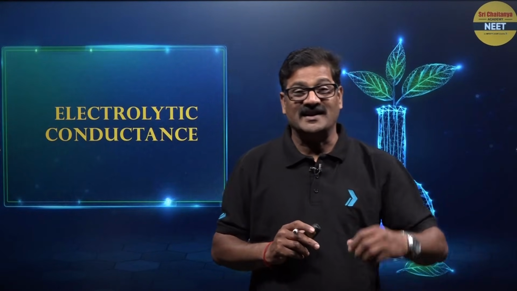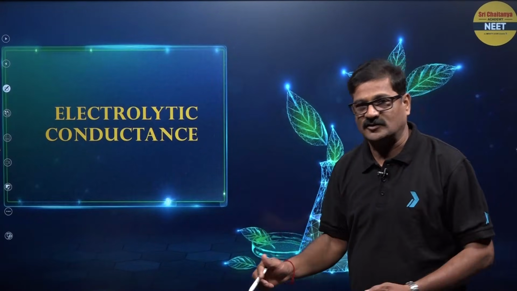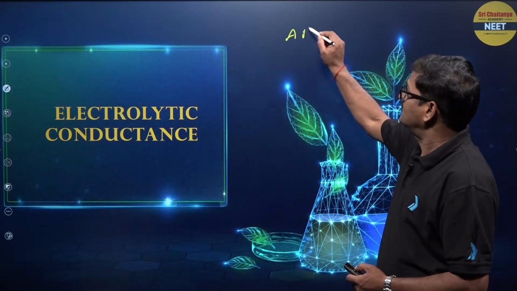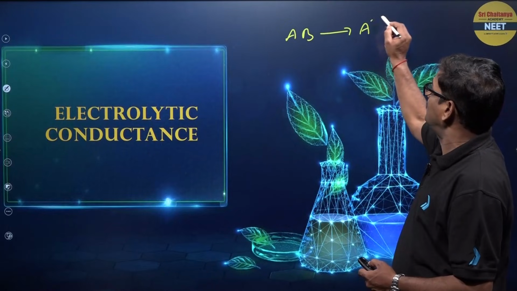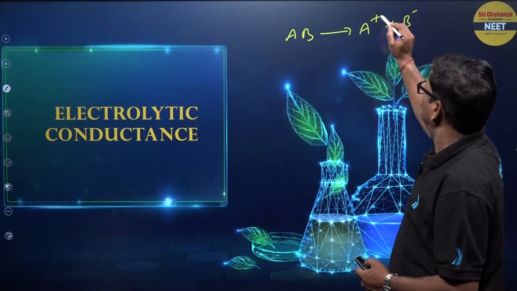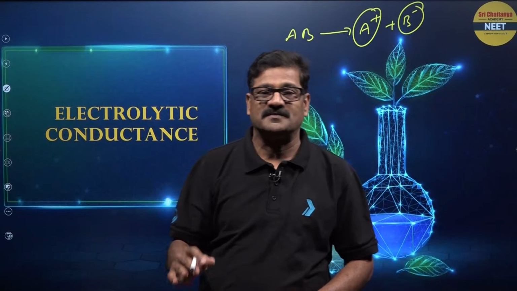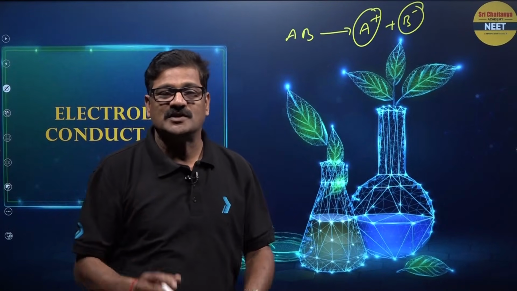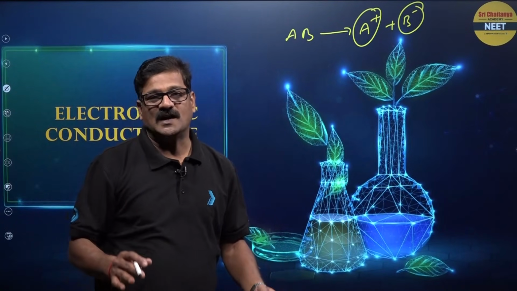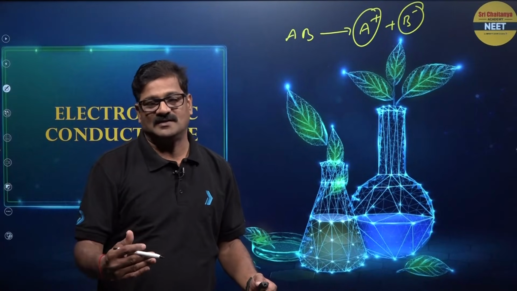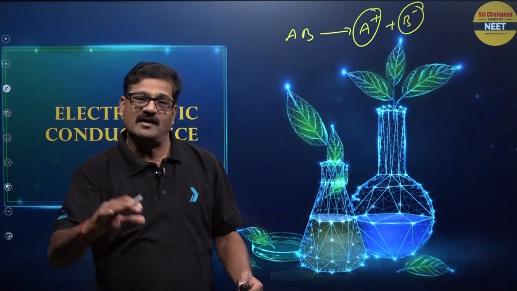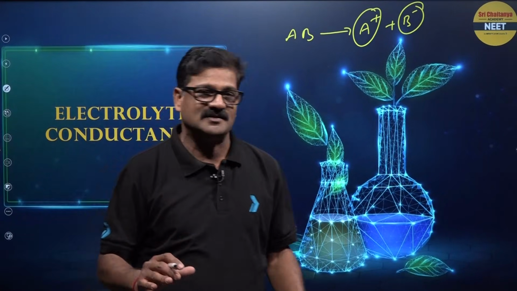Coming to the chemistry, an electrolyte. What is an electrolyte? Let us consider an electrolyte AB, a substance that is going to ionise to give rise to A plus and B minus. These ions are responsible for migrating under the influence of some electric field, which leads to the conductance. That is what is called electrolytic conductance. The conductance due to the ions is called electrolytic conductance.